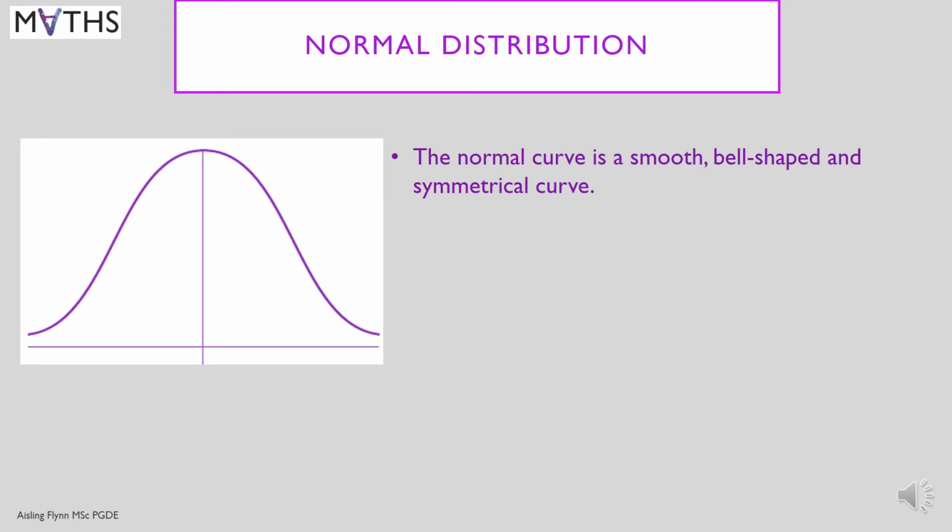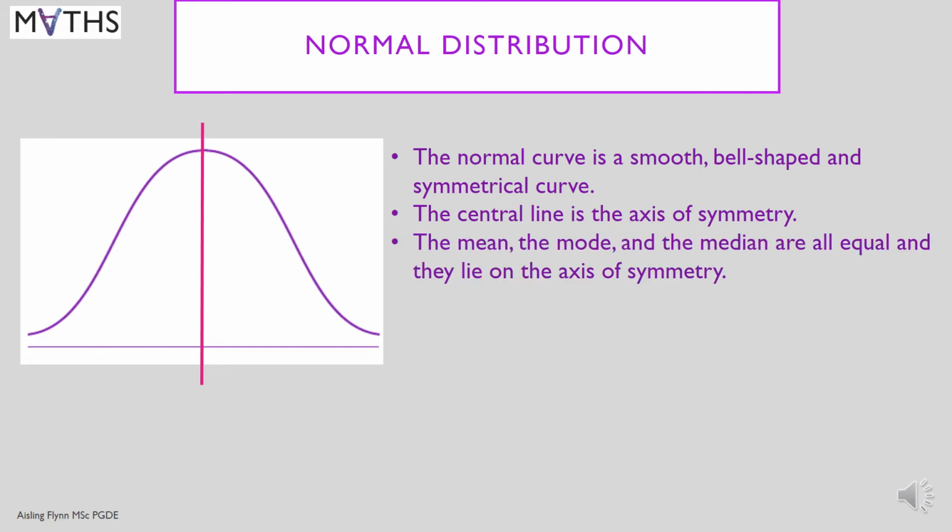The normal curve is a smooth, bell-shaped, symmetrical curve. The central line is its axis of symmetry, so left is the same as right. The mean, the mode and the median of the data that made this curve are all equal, and they lie on the axis of symmetry.